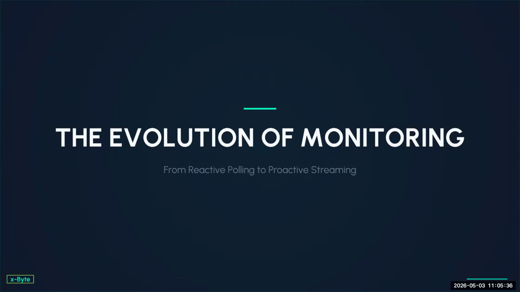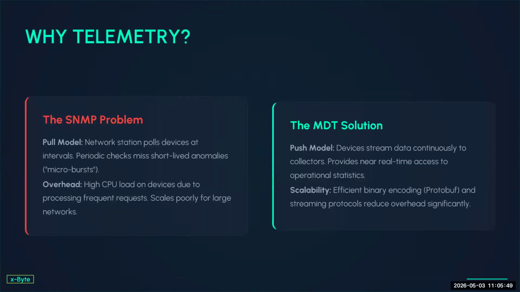So, moving from reactive polling to proactive streaming of network data, that's where telemetry comes into the picture. If we look at the current legacy protocols we use in devices, regardless of the vendor, Juniper, Nokia, Cisco, Arista, etc.